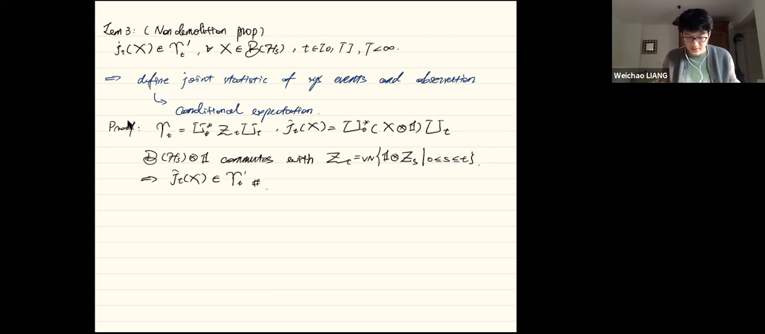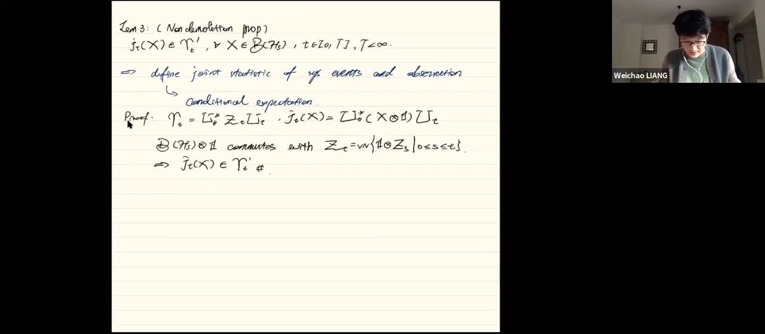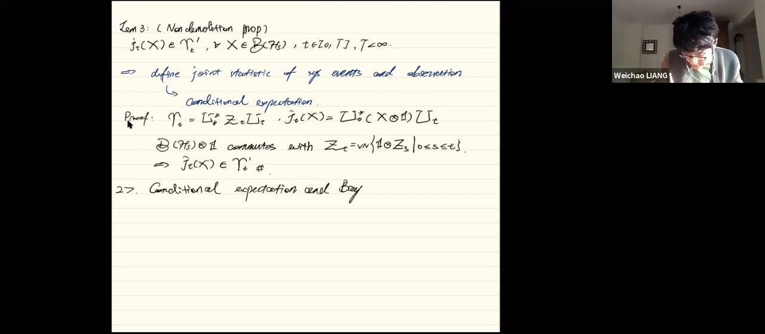So I have already shown you the two properties for our observation process. The first one is the self-non-demolition property, and the second one is the non-demolition property. Next, we'll pass to the second part: conditional expectation and the Bayes formula.